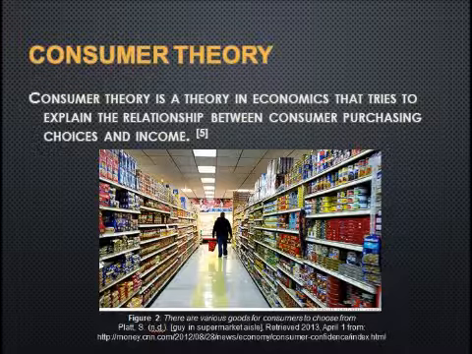To help decide what course of action is best to maximize profit, we can try to predict how the consumers, producers, and the market as a whole operate through consumer theory, producer theory, and market theory. Consumer theory is a theory in economics that tries to explain the relationship between consumer purchasing choices and income. In regards to consumer theory, we make assumptions as to how consumers will react. Consumers are rational. We expect them to try to maximize utility.